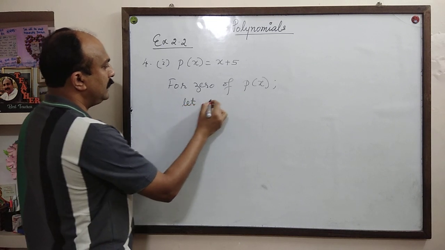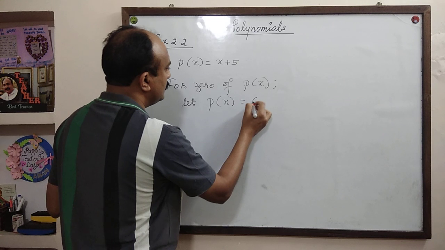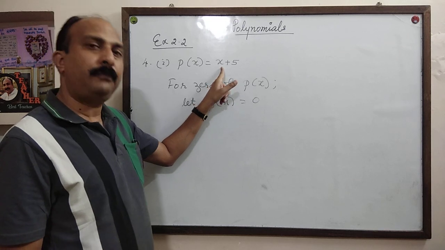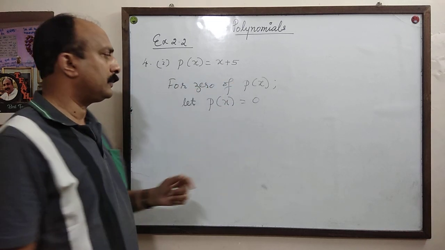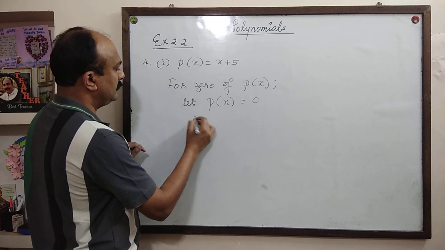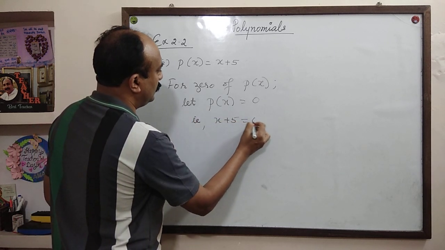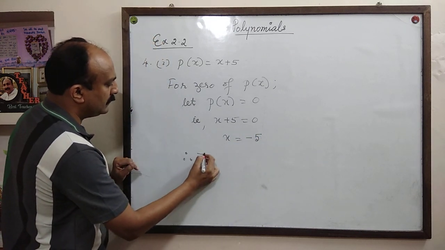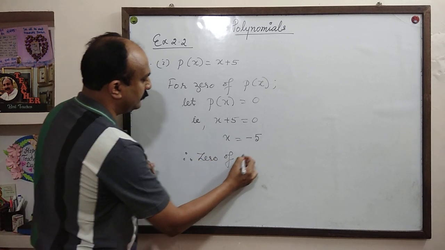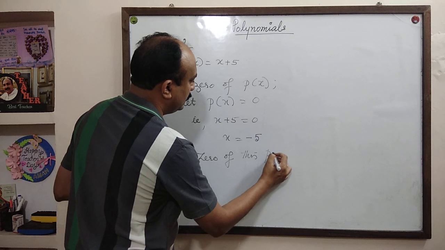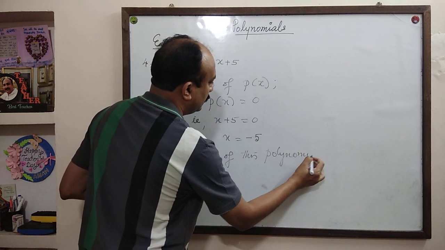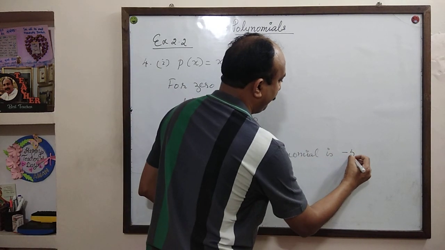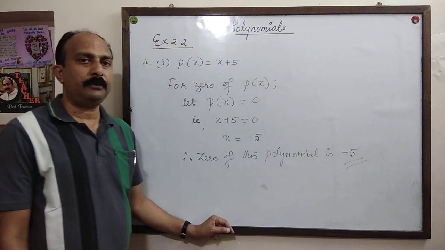So we write, let p(x) equal to 0. If p(x) equals 0, we will get an exact value of x. That value of x is called its 0. That is, x plus 5 is equal to 0. x is equal to minus 5. Therefore, the 0 of this polynomial is minus 5. I hope all of you understood.